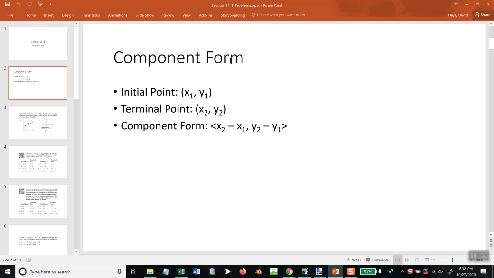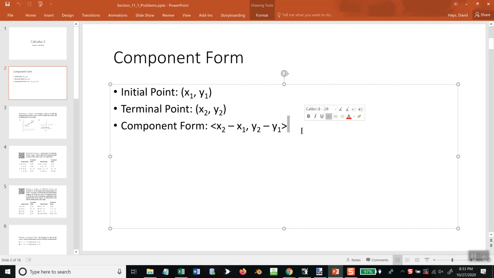Now we got our component form. If you're talking about points and the vector that goes between them, you got your initial point labeled as x1, y1. You got your terminal point where it ends, x2 and y2. A vector has an angle it goes at. It also has a distance.